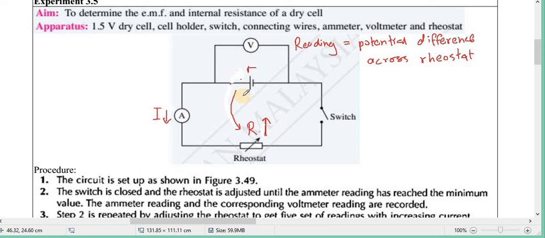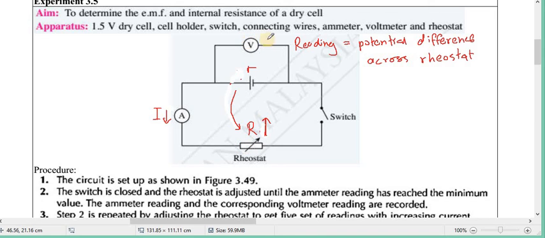If I do the opposite, instead of making the resistance smaller, I make the resistance of the rheostat higher and higher. Then at one point, the resistance will be so high that all of the energy, or almost all of the energy, all of the voltage, goes to the rheostat.